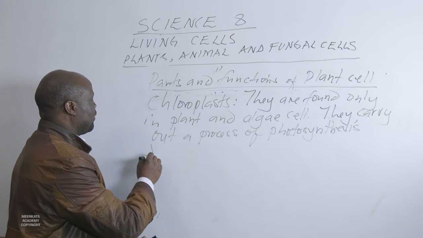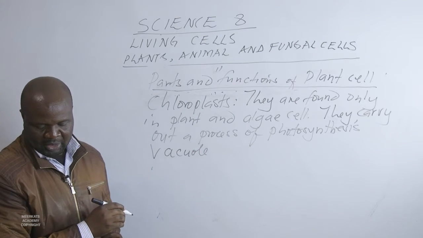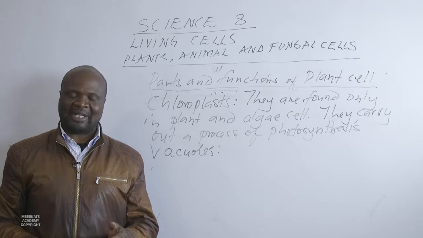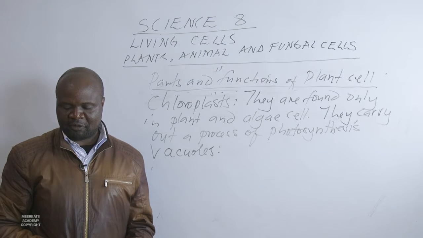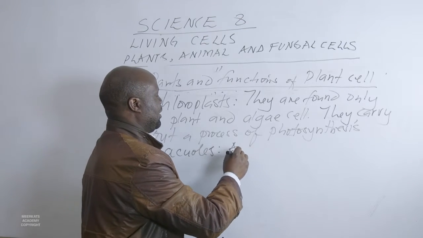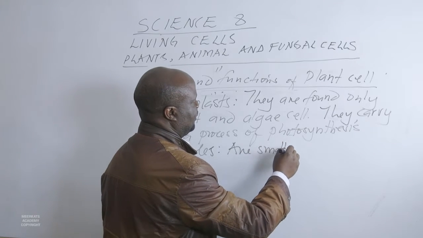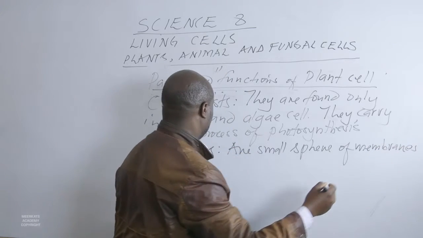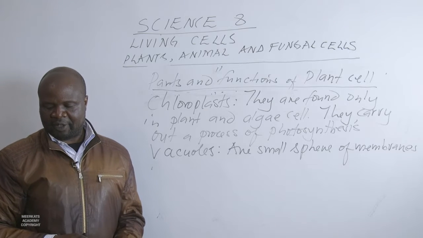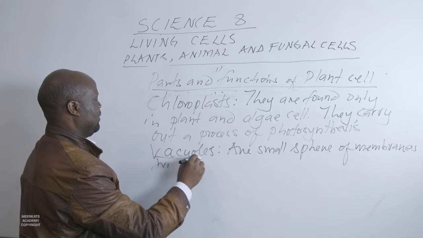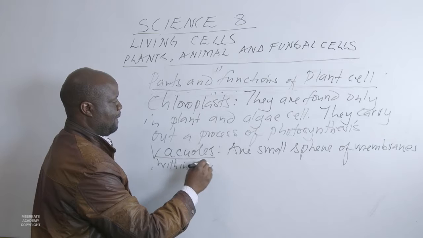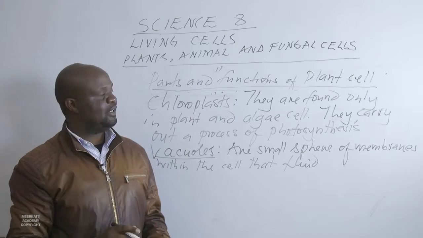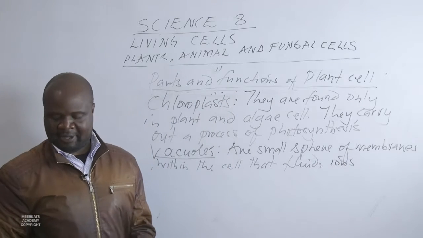We can go to another organelle called the vacuole. Now, what are vacuoles? Only plant cells have vacuoles, and a vacuole is a small sphere of membrane within the cell that contains fluid. This fluid exists in the form of ions and other molecules.